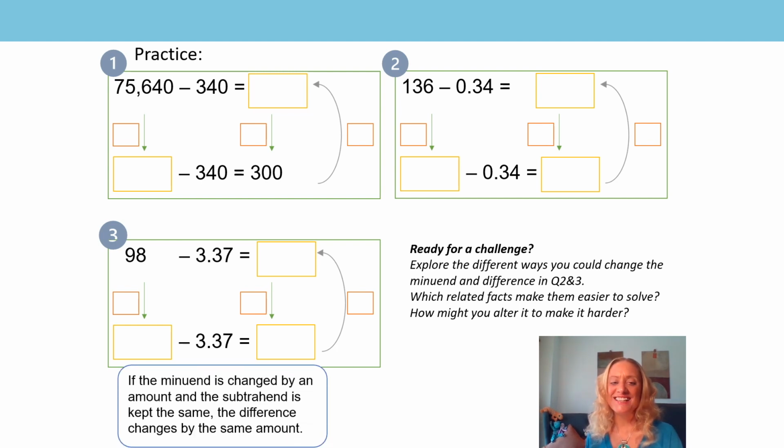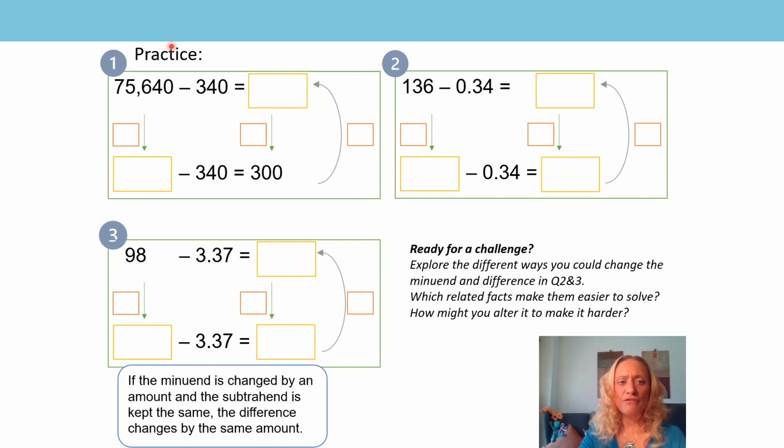If the minuend is changed by an amount and the subtrahend is kept the same, the difference changes by the same amount. So we can see here, can't we? The minuend, if this is changed by an amount, and the subtrahend is kept the same, then the difference will be changed by the same amount that we have changed the minuend by. Fantastic. So what was the known fact that you could see?